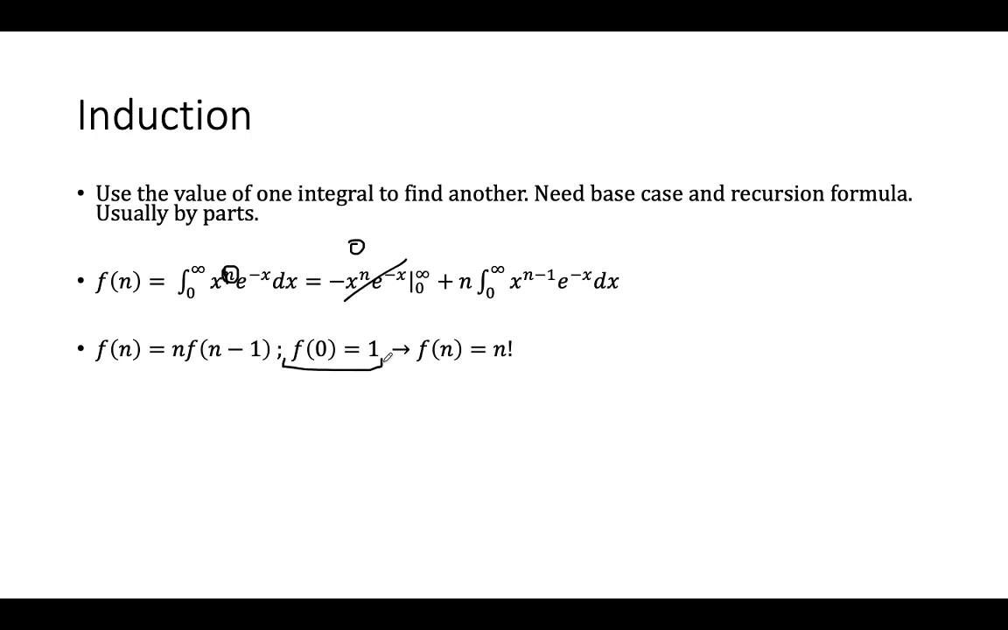So f of 0 is 1, and f of every subsequent thing is n times the lower thing. So this matches up perfectly with the definition of the factorial. See what we've done? This is called induction.